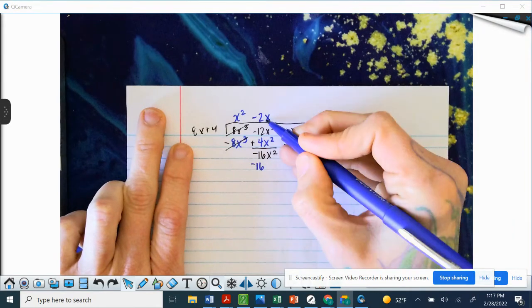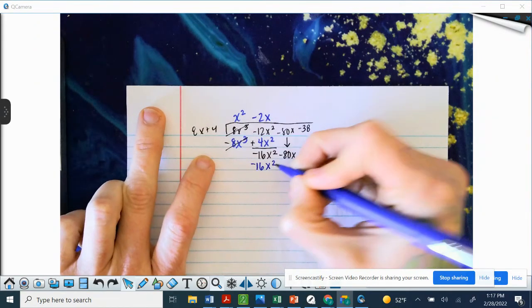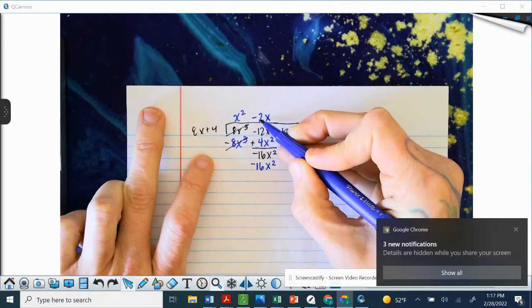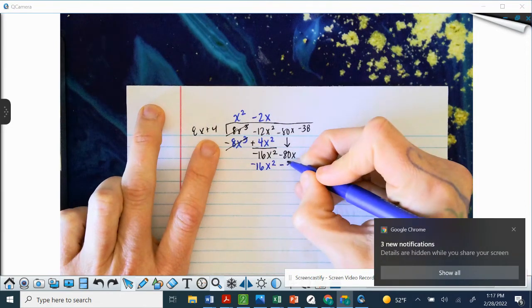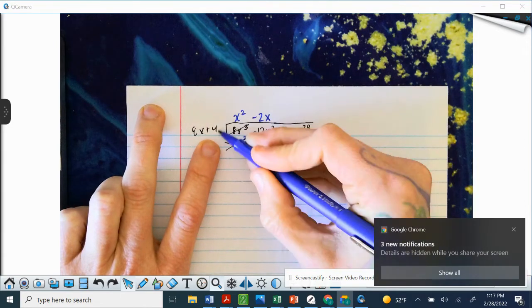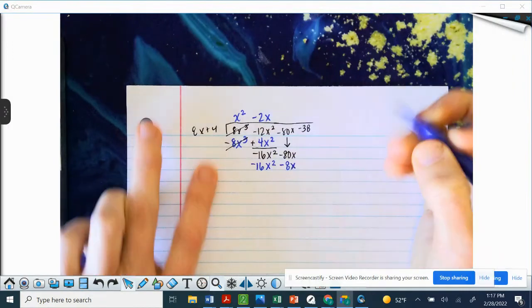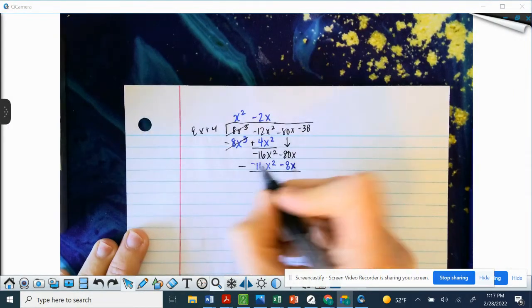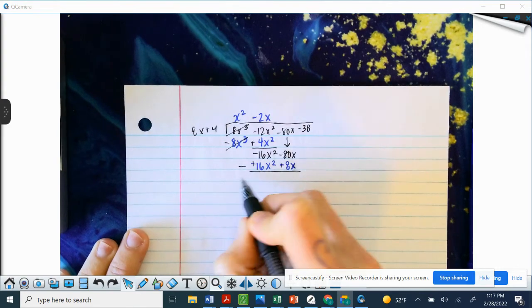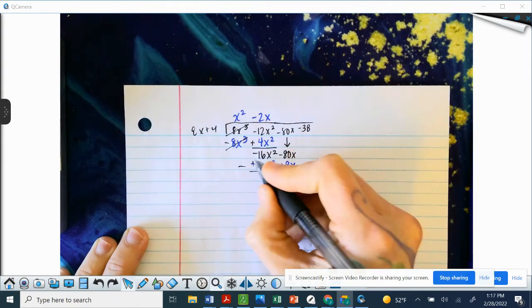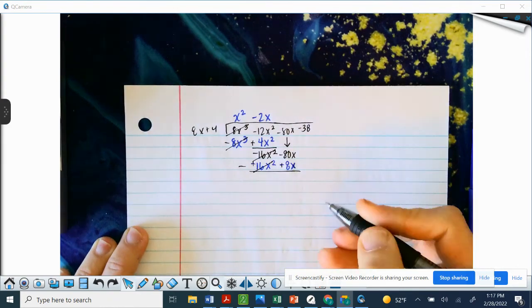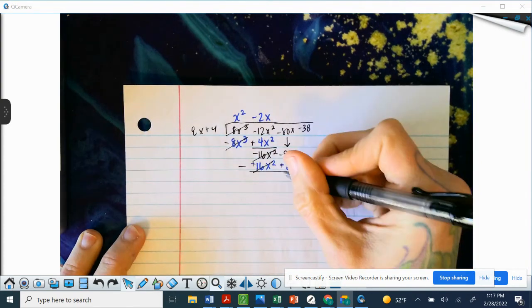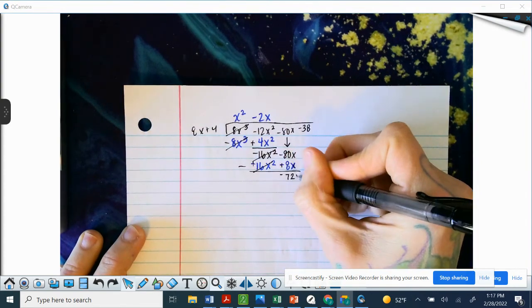X times x is x squared. Negative 2 times 4 is a negative 8. And there's no variable here, so x is just going to come down with it. Again, you're going to subtract, which makes that a positive and that a positive. So I end up with these guys crossing out, which means you know you're doing your math right. Negative 80x plus 8 gives you a negative 72x.